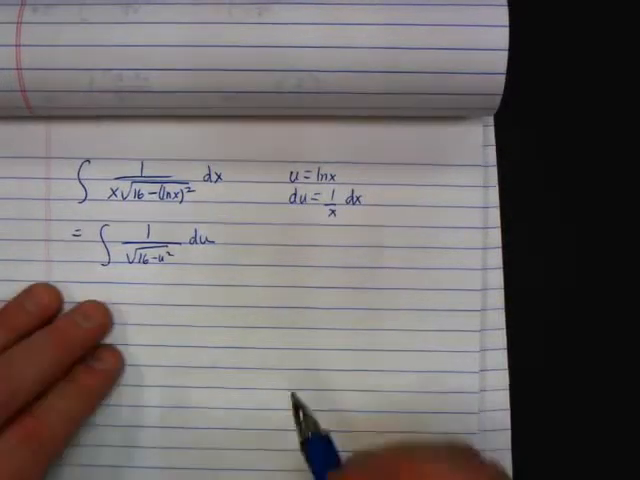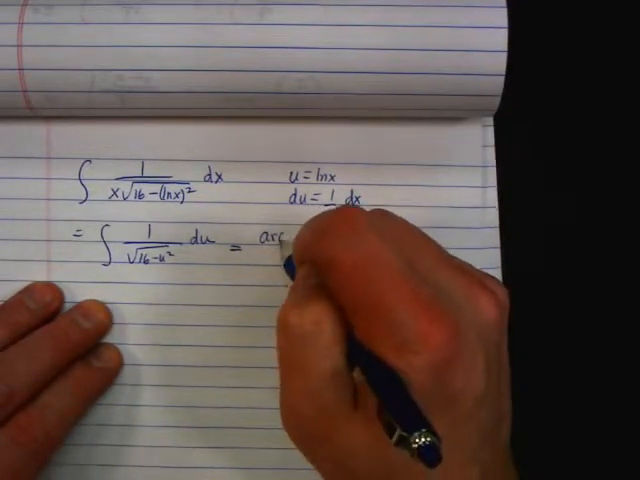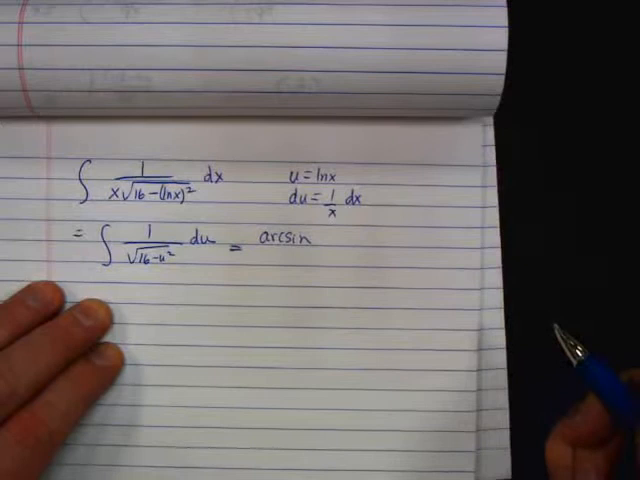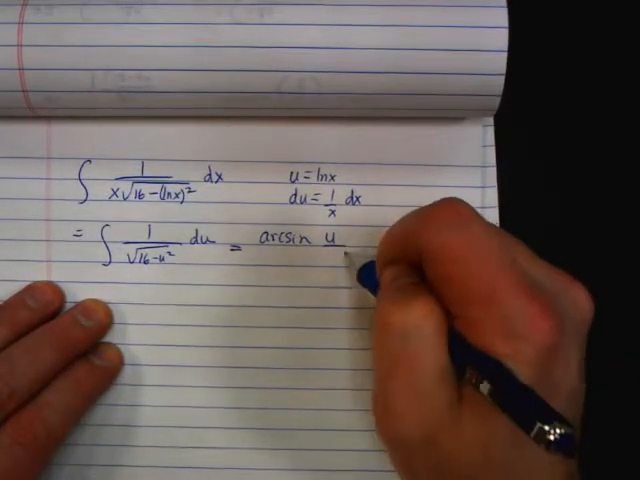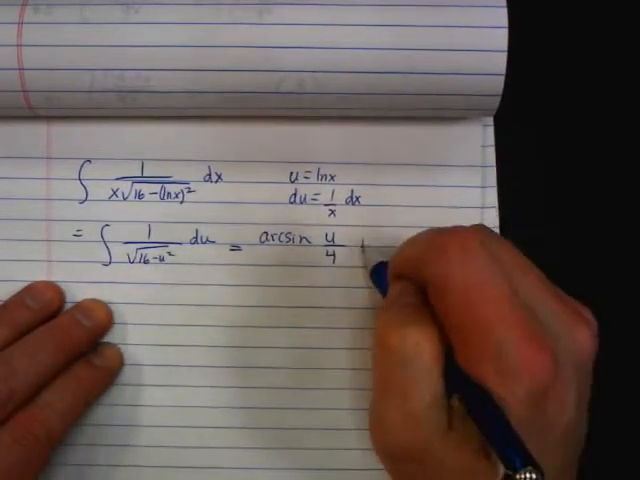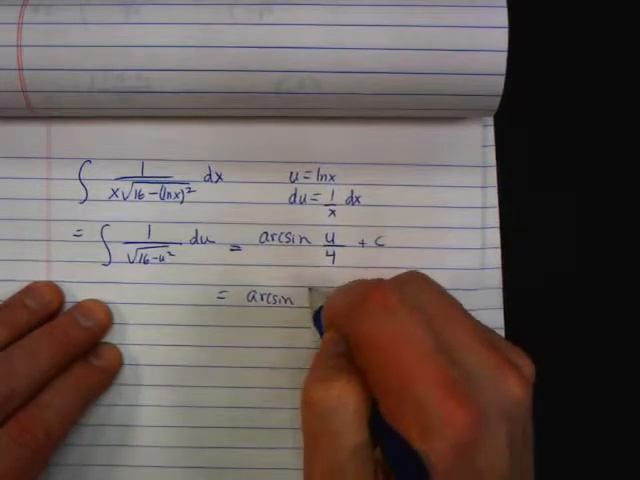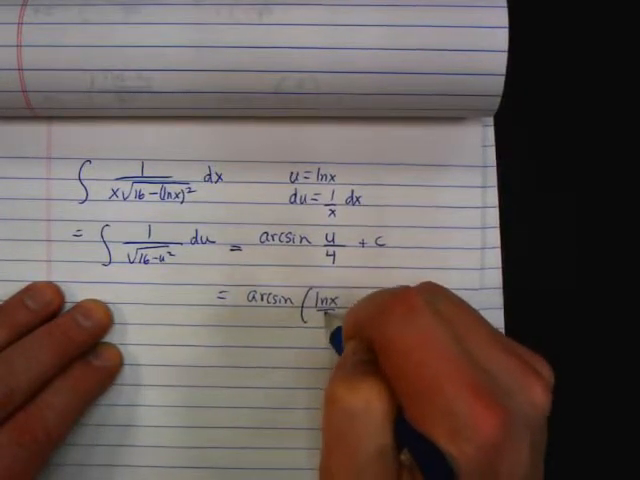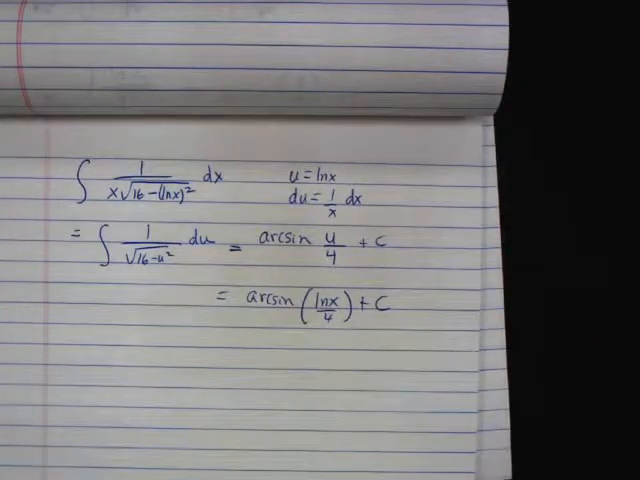All right, but this one works out well, because this now fits exactly into our arc sine formula. So this would be arc sine of u over 4, because 4 squared is 16. So final answer, arc sine of ln x over 4 plus c. Questions on that one?